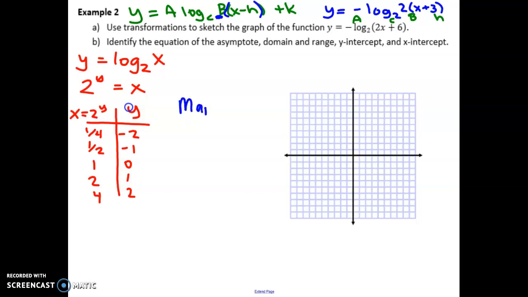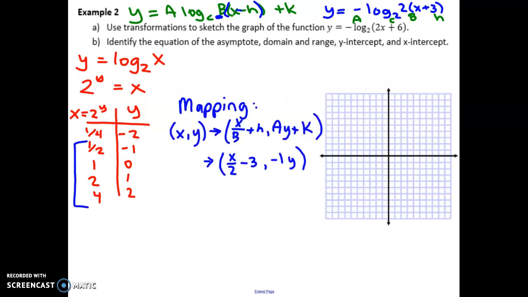So we're going to use our mapping equation. Okay, so with our mapping notation then, we are going to take, let's take our first point. It's 1/2 and -1. And when I plug that in, we're going to get 1/2 divided by 2, subtract 3, and then -1 times -1.